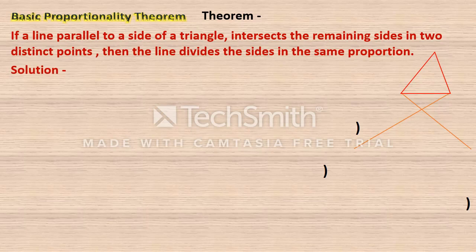In the solution, how many parts are there? There are four parts. First part is given, second part is to prove, third part is construction, and fourth part is proof. Let us consider the first part, that is given.